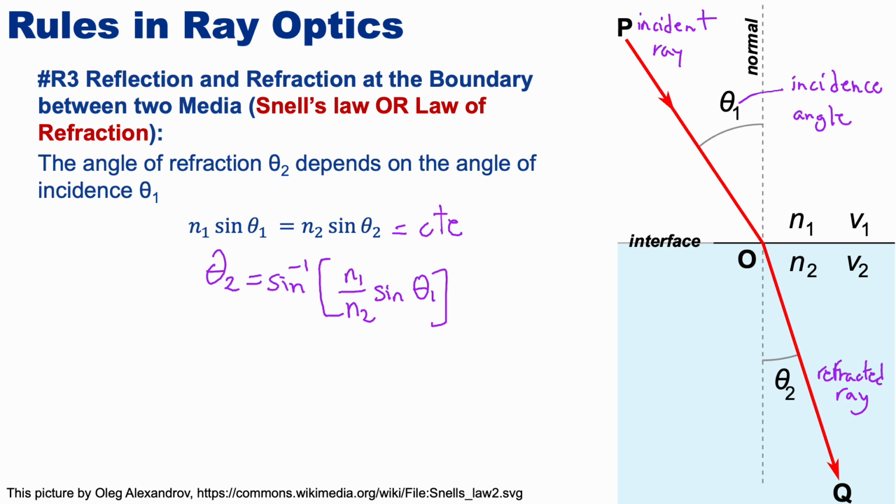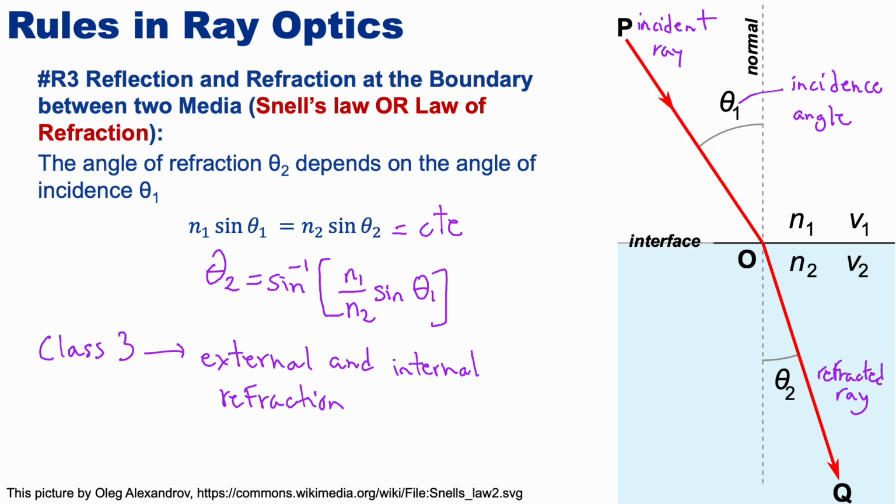So we're gonna talk more. Here, based on the relationship of n1 and n2, we can talk about external refraction or internal refraction. So class number 3 is gonna be related with external and internal refraction, which is related with the relationship between n1 and n2.